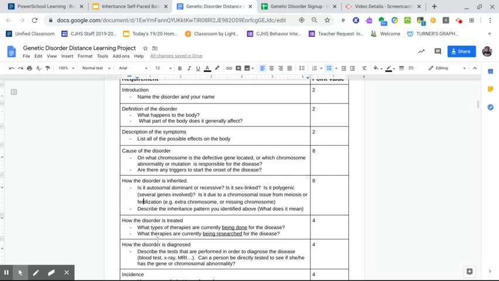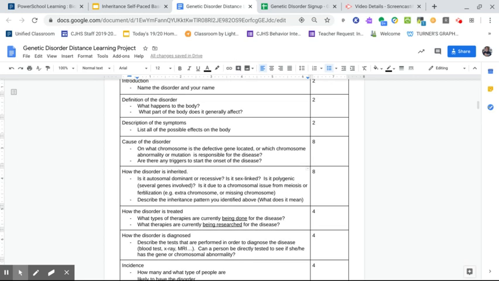Okay? Then how is it treated? What therapies are currently being done and which ones are being researched? Some of you will come across something called CRISPR-Cas9, which is a gene editing biotechnology that started entering the mainstream biotech world maybe 2 or 3 years ago, in which we can actually take out the mutated base and insert the correct base. So some of you might find that CRISPR-Cas9 is a tool that is currently being researched.